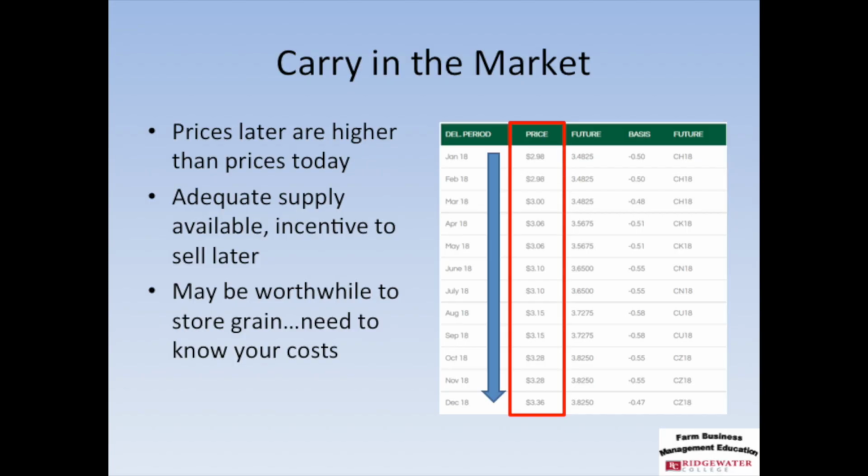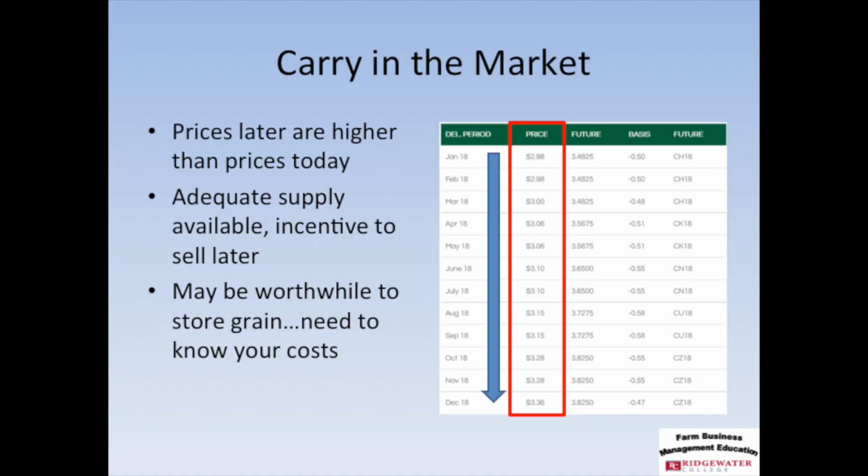Okay, next thing I want to talk about are just our market structures. So the first one is a carry market. A carry market is defined as when prices for a crop today are lower than the price for the same crop out in the future. So this is an ethanol plant up by my place, and you can see here that the numbers are a little vague, not very dark here, but February corn was $2.98, March was $3, April $3.06, May $3.06, June, July $3.10, August, September $3.15, $3.28 in the fall, $3.36 next December. Every month we wait, we can get a higher price. That's the definition of a carry market.